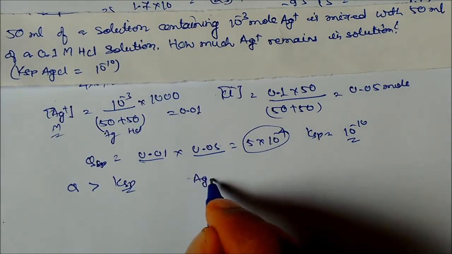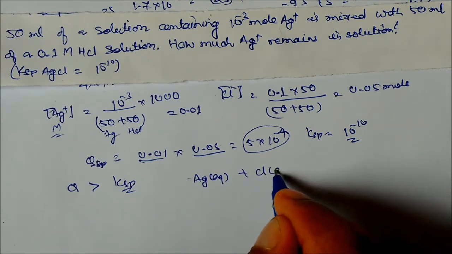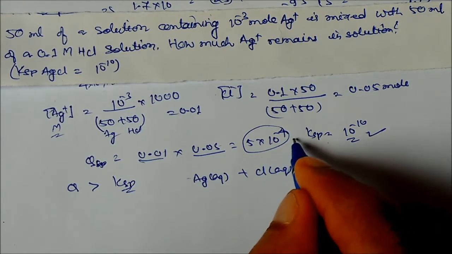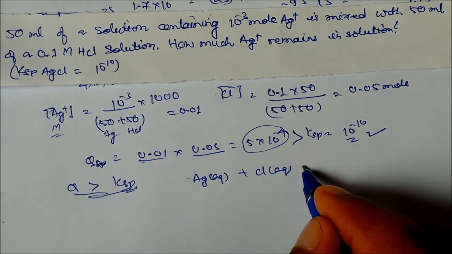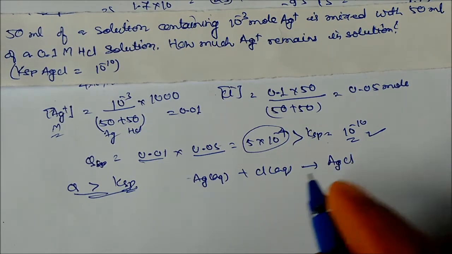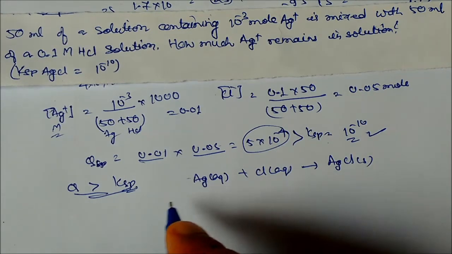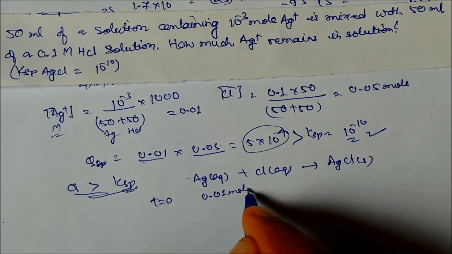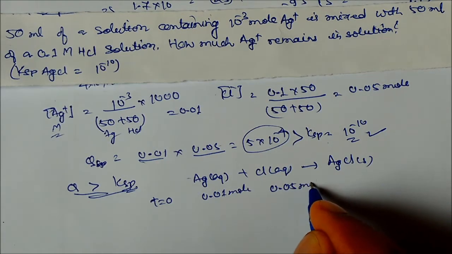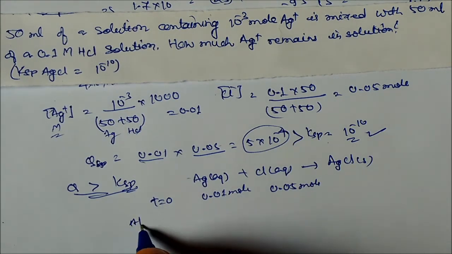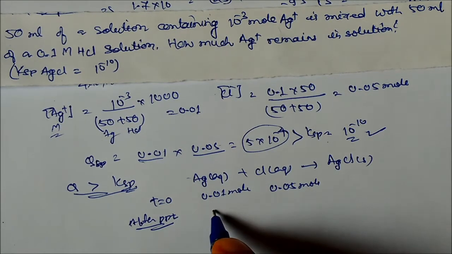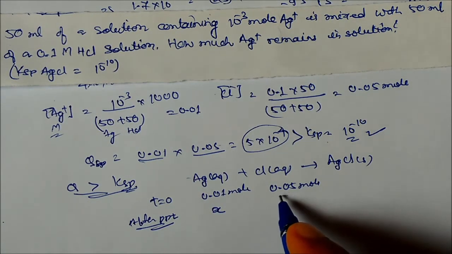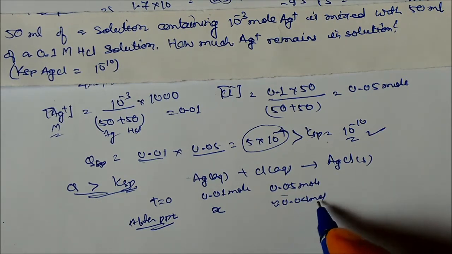How much will it precipitate? Ag aqueous plus Cl aqueous, because Q is greater than Ksp. After that, how much AgCl precipitates? The initial amount is 0.01 mole for Ag and 0.05 mole for Cl. After precipitation, suppose x mole of Ag remains, and since Q is much greater, Ag is almost completely consumed, so almost 0.04 mole of Cl will be left behind.